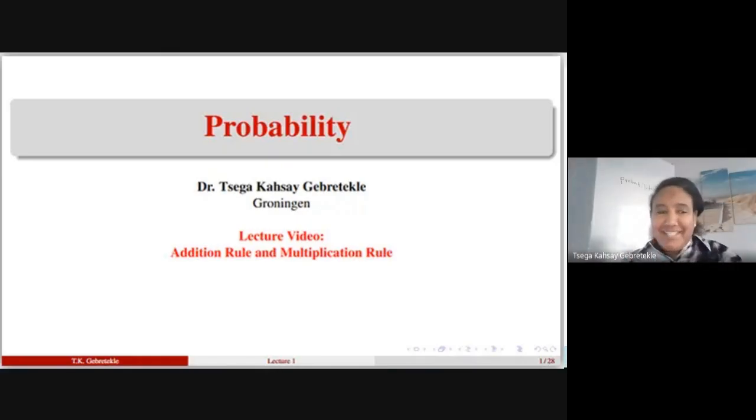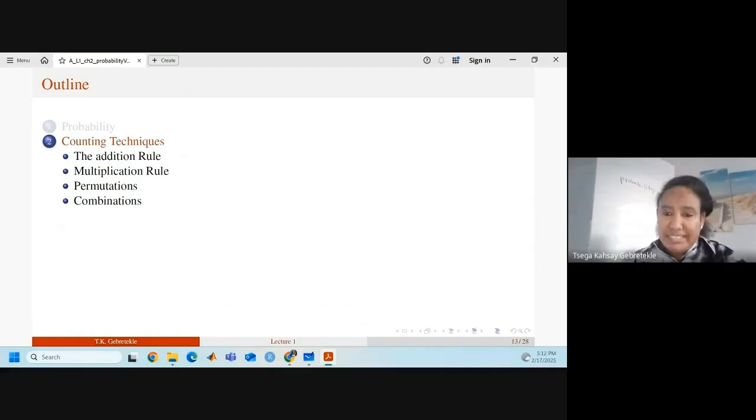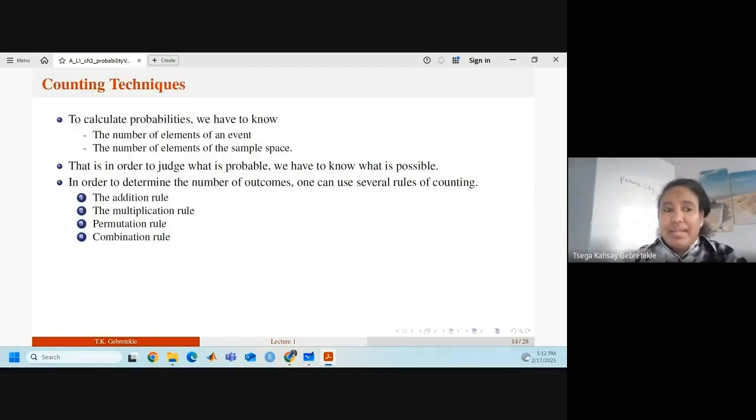Now the next concept is counting techniques. Why we are learning the counting technique is because in calculating the probability, we have to know the number of elements of an event, the number of elements of the sample space. So that's why we need the counting technique. There are 4 techniques. The first one is the addition rule, and the second multiplication, permutation, and combination.